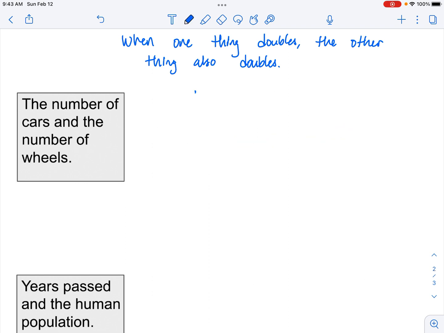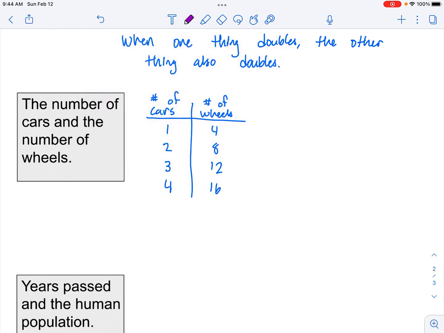I could also make a table to prove that. I'll do number of cars and number of wheels. We're assuming that each car has the same number of wheels, by the way. One car has 4, 2 cars, you would have 8, 3 cars would have 12, 4 would have 16. And you can tell pretty quickly that it is proportional because 4 over 1 is equal to 8 over 2, which is equal to 12 over 3, which is equal to 16 over 4. All of these are equal to 4.